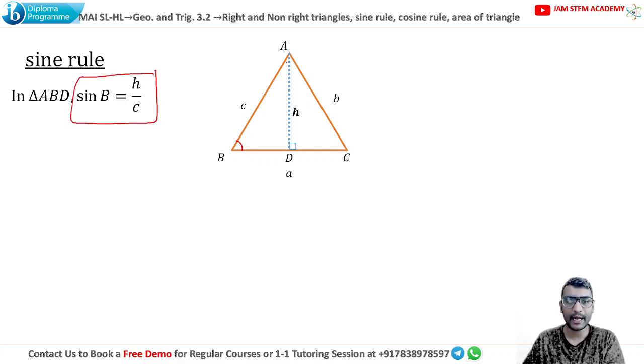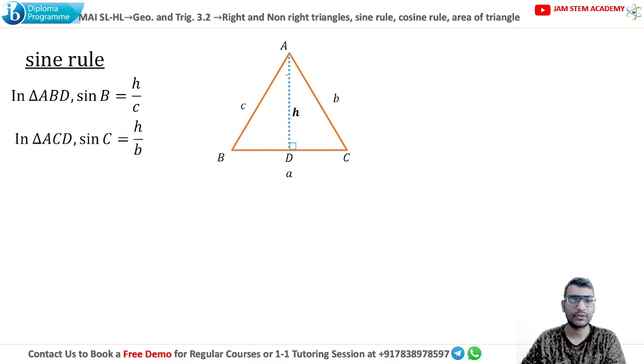And similarly, in this other triangle, let's apply the sine C value. So sine C will be H over B. So that gives me these two. Now H is common in both of these, so equate the value of H. From here H is C sine B and from here H is B sine C. Equate these two, we will get this relation: C sine B is equal to B sine C.